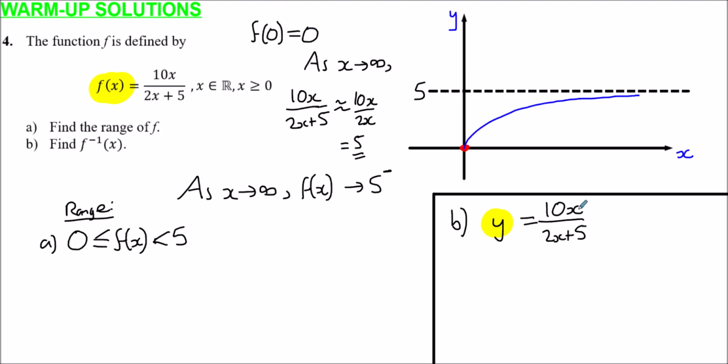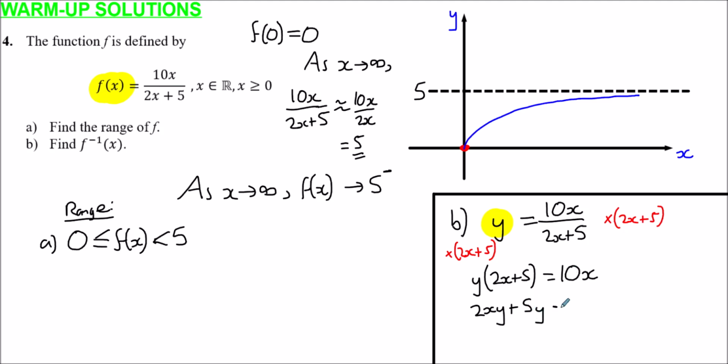So let's get x as the subject. So let's multiply through by 2x plus 5 on both sides. What we'd get as a next step will be y brackets 2x plus 5 equals 10x. Now expand the brackets. So y times 2x is 2xy. y times 5 is 5y. And then 10x is obviously just 10x.